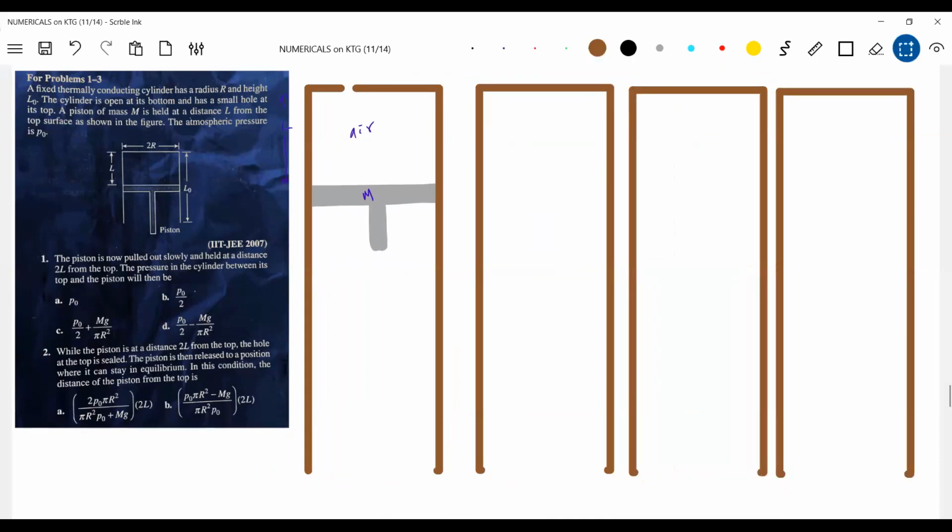Okay, there's the overall situation. So what was the initial length? It will be held. So what will be the pressure here? It will be atmospheric pressure only. It is being held. Some external agent is holding and supporting it. Now what is being done? The piston is now pulled out slowly and held at a distance 12 from the top.